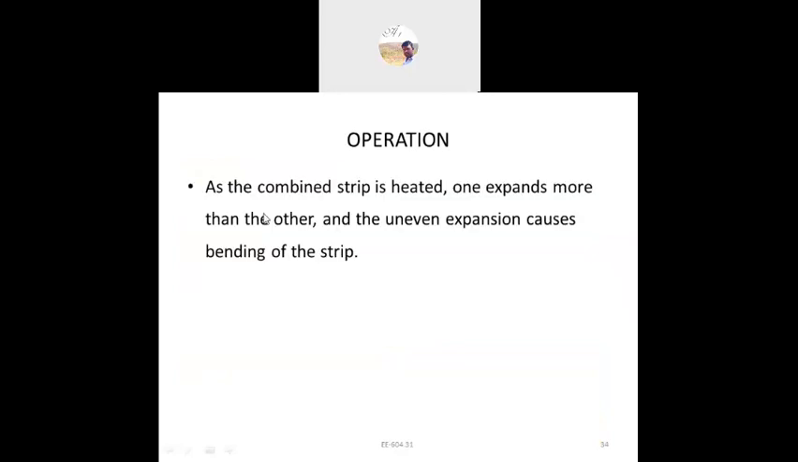Here is the operation: the combined strip is heated, and one expands more than the other. This uneven expansion causes the bending of the strip. So if the two bimetal strips are there, one expands more than the other, and due to the uneven expansion it will cause the bending of the strip, which will be connected to the trip.